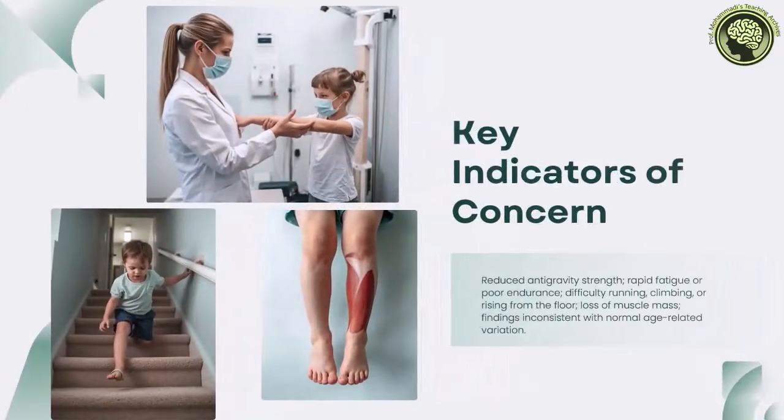Several findings should increase our concern for clinically significant weakness. These include reduced strength against gravity, rapid fatigue, poor endurance, difficulty running or climbing stairs, and difficulty rising from the floor. Loss of muscle bulk, declining mobilities, or findings that are inconsistent with the child's developmental age should also prompt further assessment. Functional observation is particularly useful in young children who may not cooperate with formal manual muscle testing. Watching the child play, reach, stand, walk, and climb may reveal abnormalities that are otherwise overlooked.